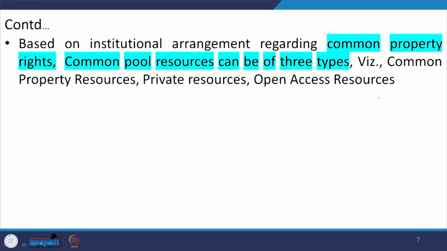When based on this institutional arrangement and regarding this common property rights, if the common pool resources is owned by let us say a private person or a community, or it is not owned by anyone, then the following types of goods can happen. The first case is the common property resource case, the second one is private resource case, and the third one is open access resource case.